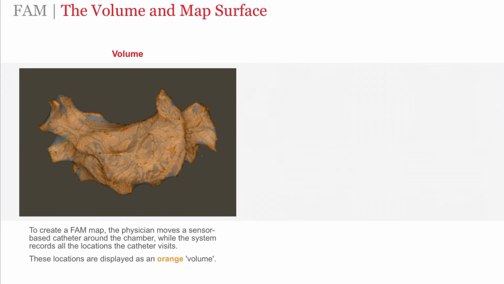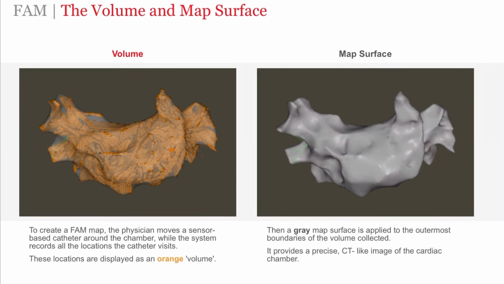These locations are displayed on the screen as an orange volume, as you see pictured here. The volume is collected everywhere the catheter visits, as long as the system is recording. Then, a gray map surface is applied to the outermost boundaries of the volume collected, representing the endocardial surface. Thus, you hide the orange volume and work in the gray shell. The result is a precise CT-like image of the cardiac chamber.